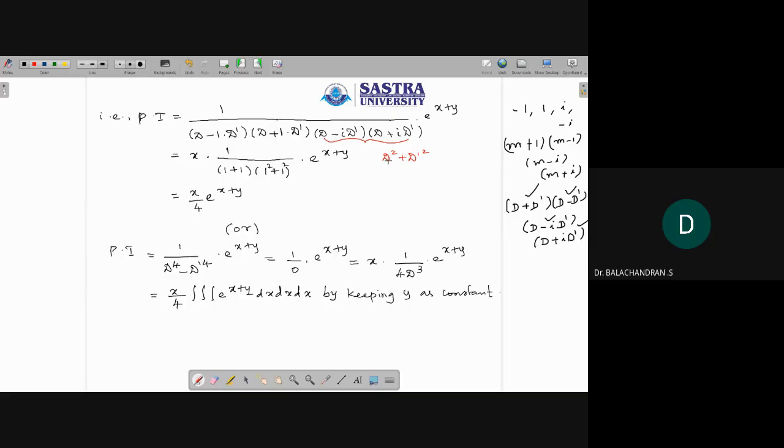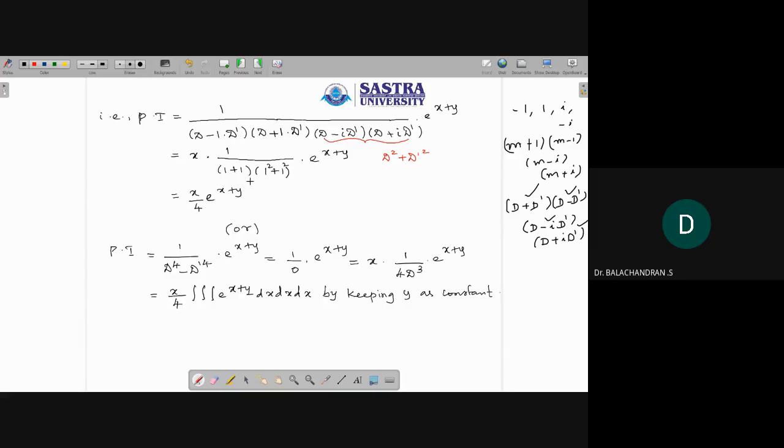Now apply D equal to 1 and D dash equal to 1, you will get this. That is 1 square plus 1 square. Okay, I think it is clear. If you have any doubt, you can ask me. x by, this is 2, this is 2, so 2 into 2 is 4, x by 4 into e power x plus y. So this is method 1.